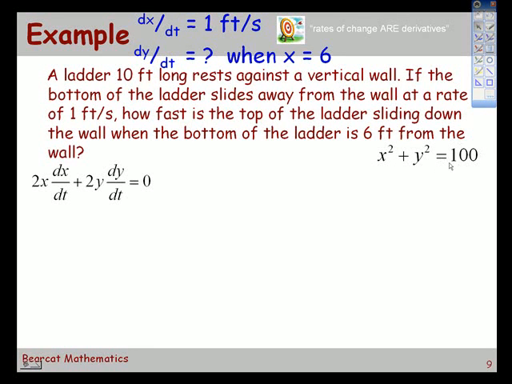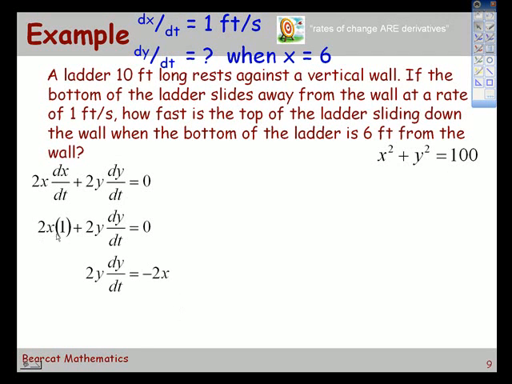The nice thing about constants is when we take the derivative, they just go to 0. So that simplifies the numbers anyway. We don't have any large numbers anymore. Let's see what we can replace. dx/dt is 1, so we'll be able to put that in. And we're interested in when x is 6, we'll be able to put that in at some point here.